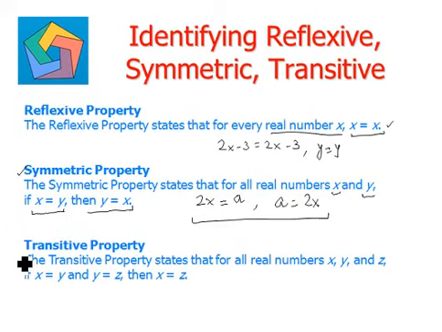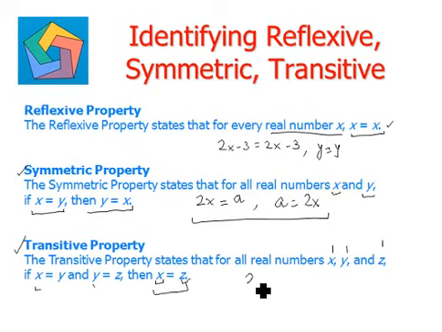Let's look at the transitive property. The transitive property states that for all real numbers x, y, and z, if x equals y and y equals z, then x equals z. This is very important to understand.